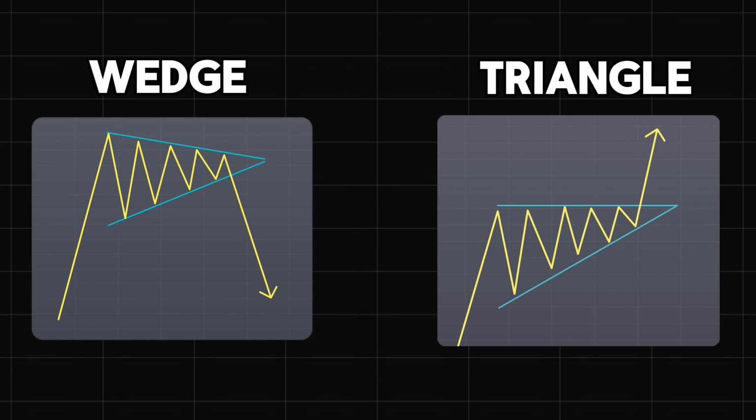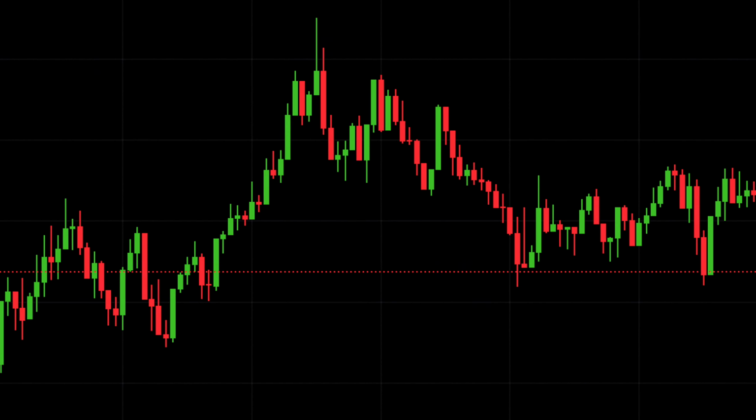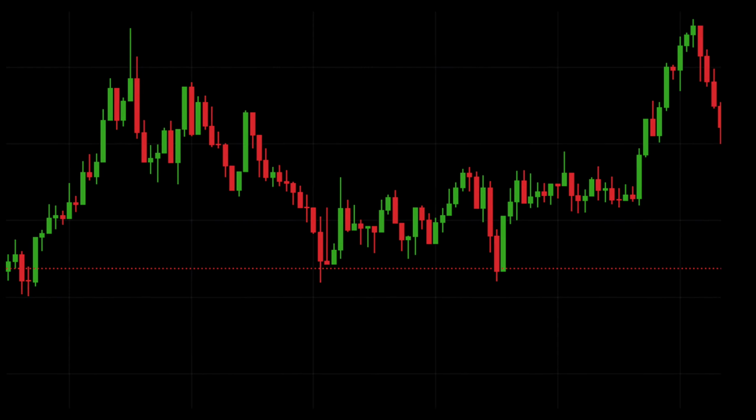A wedge is graphically similar to a triangle, but not identical to it. It belongs to the reversal patterns. Indicators define this pattern well enough, as well as most of the classical patterns.